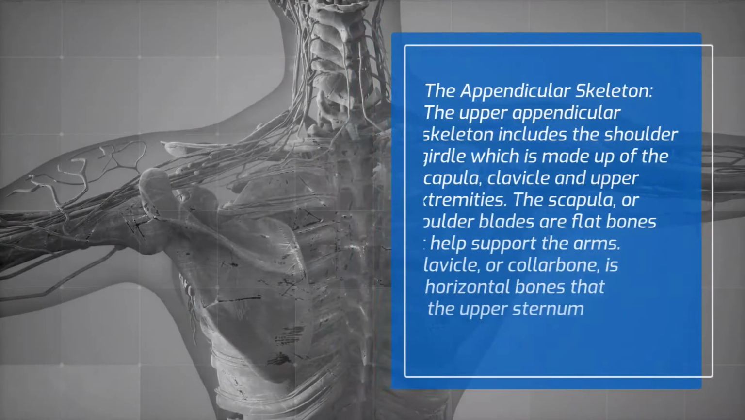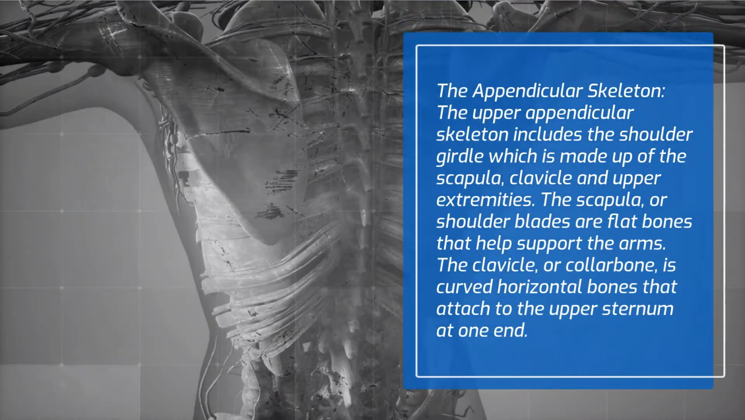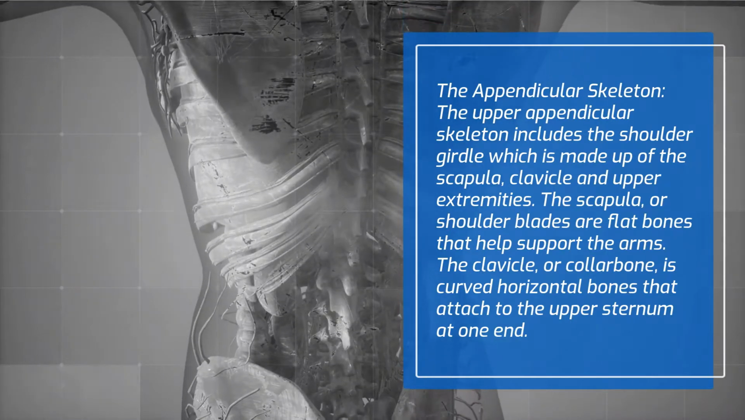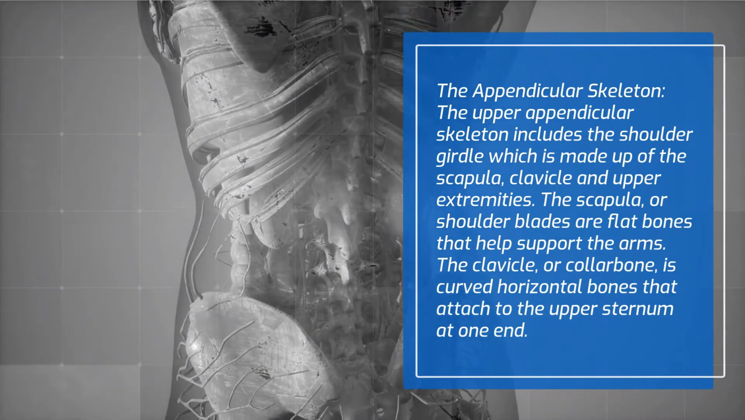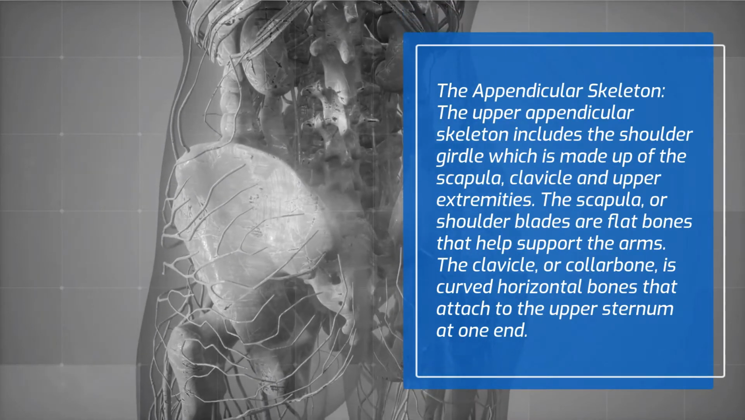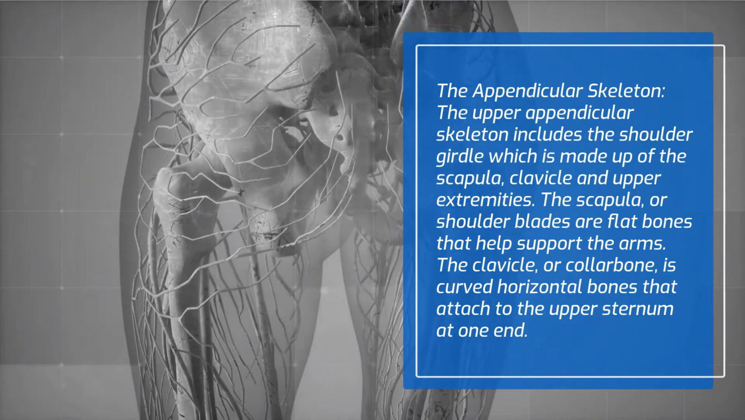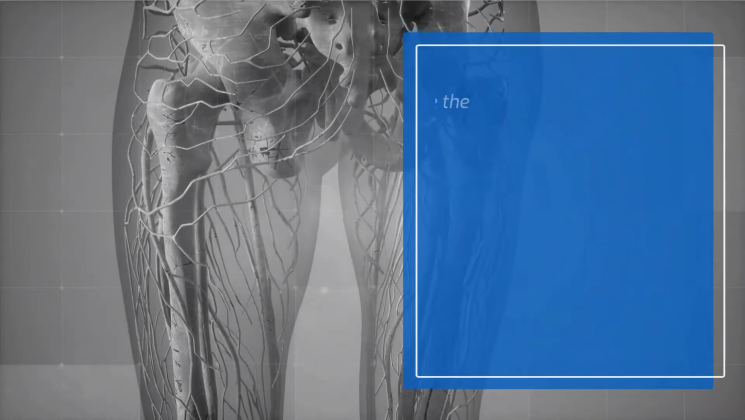The appendicular skeleton. The upper appendicular skeleton includes the shoulder girdle, which is made up of the scapula, clavicle and upper extremities. The scapula, or shoulder blades, are flat bones that help support the arms. The clavicle, or collarbone, is a curved horizontal bone that attaches to the upper sternum at one end. These bones help stabilize the shoulder.